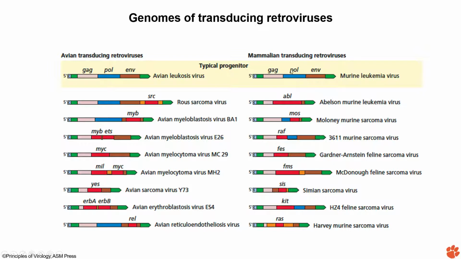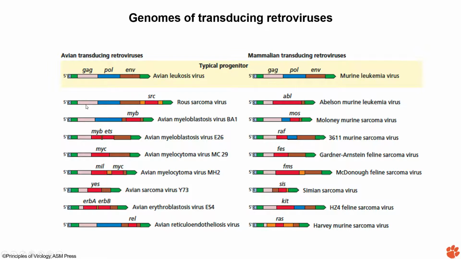These are the genomes of the transducing retroviruses. So let's take a look at what we are looking at. Again, you do not have to memorize any of the names. But here we are looking at an avian leukosis virus, generic. You have the GAG, Pol, and the envelope, and of course these green ones are the LTRs at each end. Now, this is the Rous sarcoma virus.